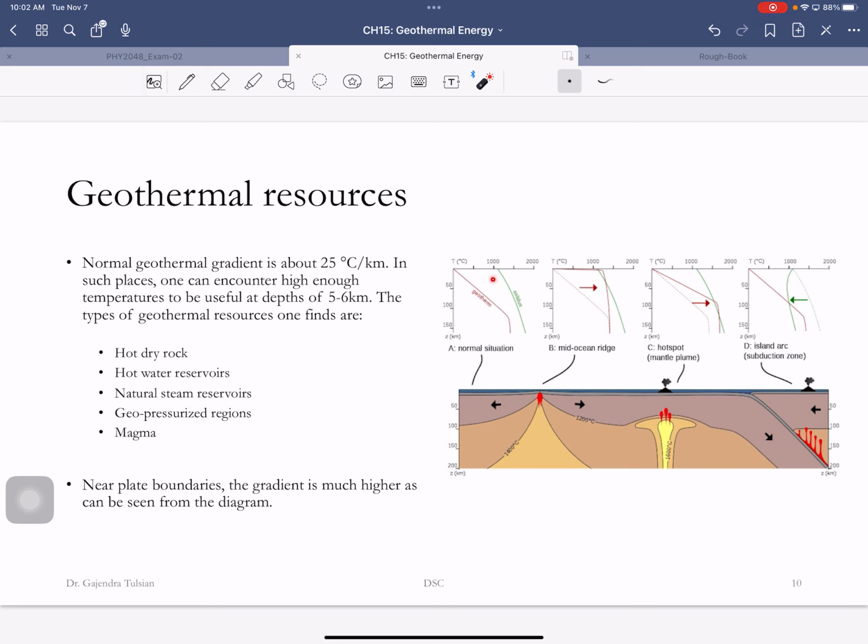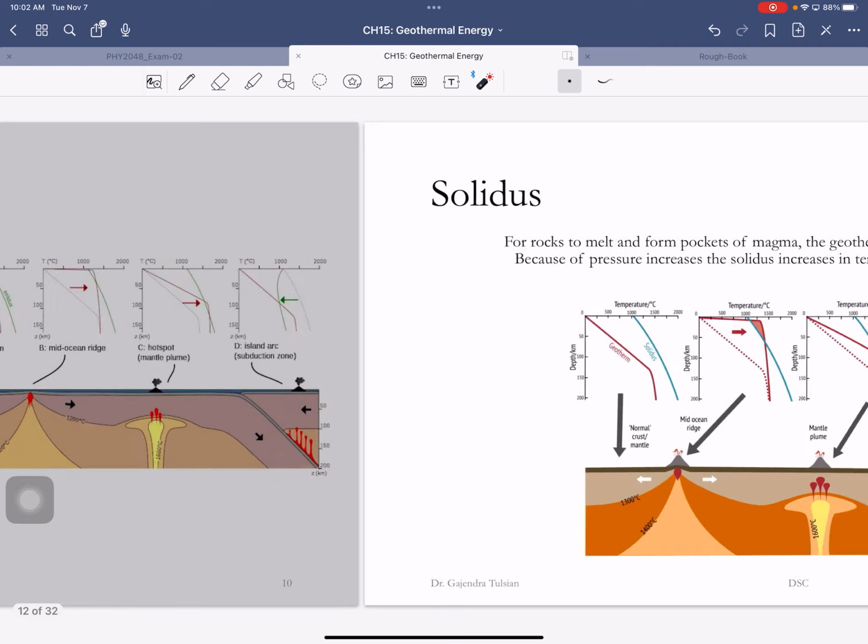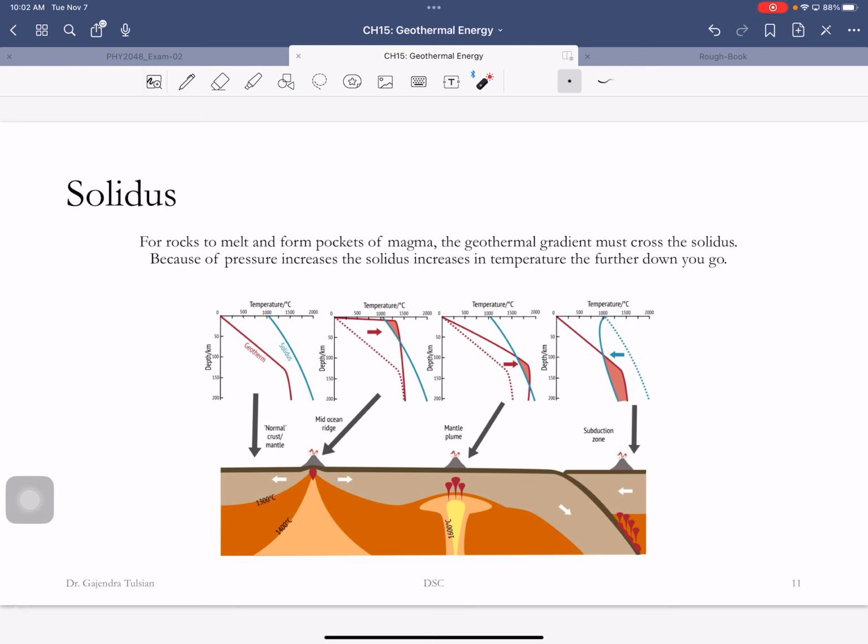We'll come to this. What is this guy? Rock is solid up to that point. Beyond that point, rock becomes plastic, so that's the solidus boundary, and it melts. So here is the solidus boundary, and here is the geotherm. If the temperature goes past that point, you would get magma, molten rock, the stuff that comes out in volcanoes.